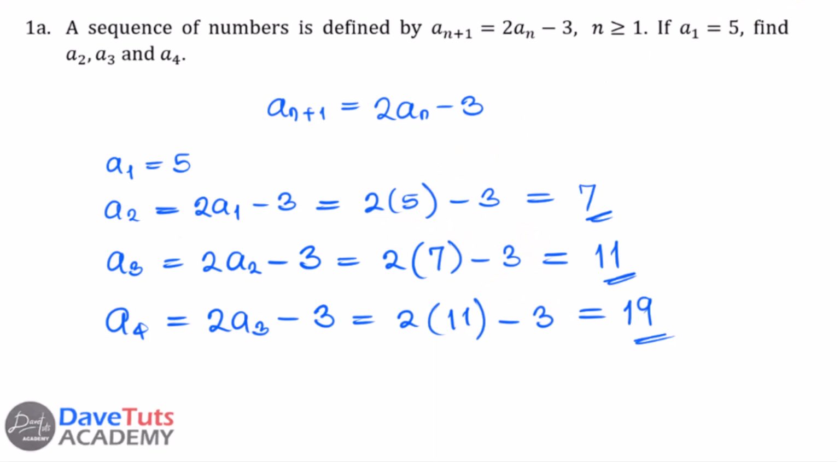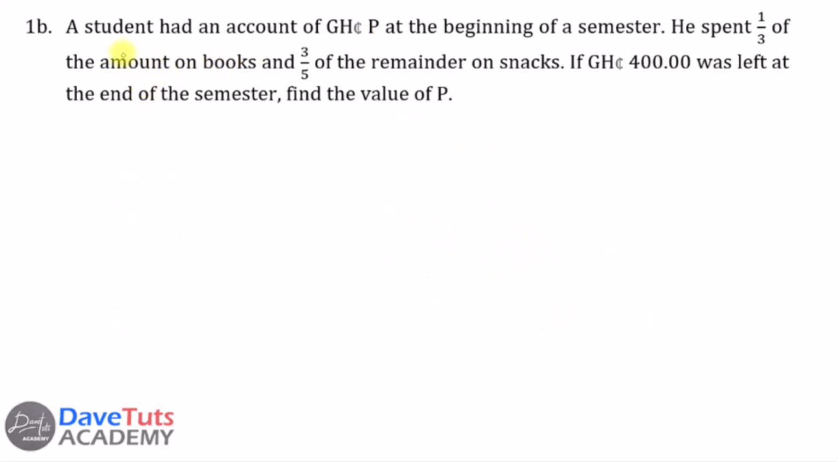All right. In these beautiful questions on fractions, we are told that a student had an account of P Ghanaian cedis at the beginning of a semester. Now he spent 1/3 of the amount on books and 3/5 of the remainder on snacks. If 100 Ghanaian cedis was left at the end of the semester, we are to find the value of the original amount of money that he had in Ghanaian cedis.